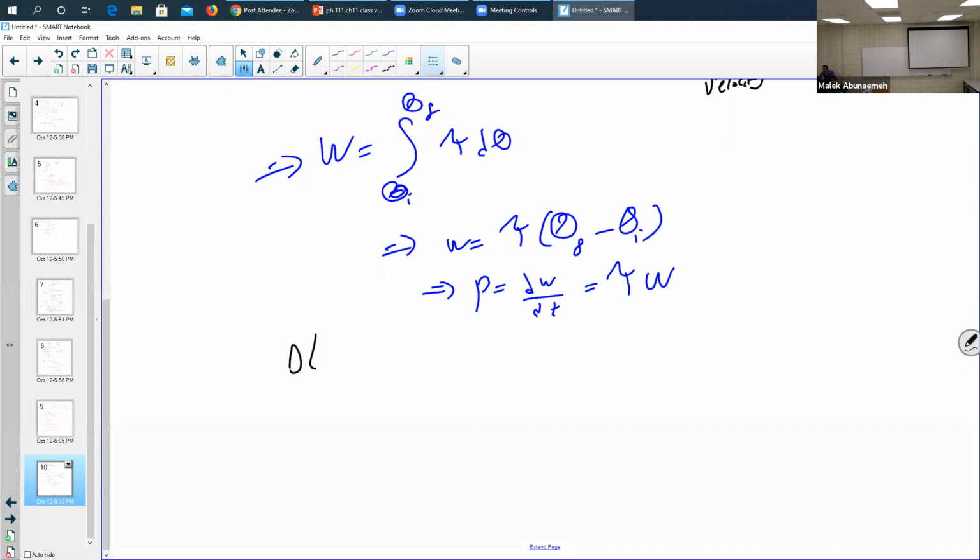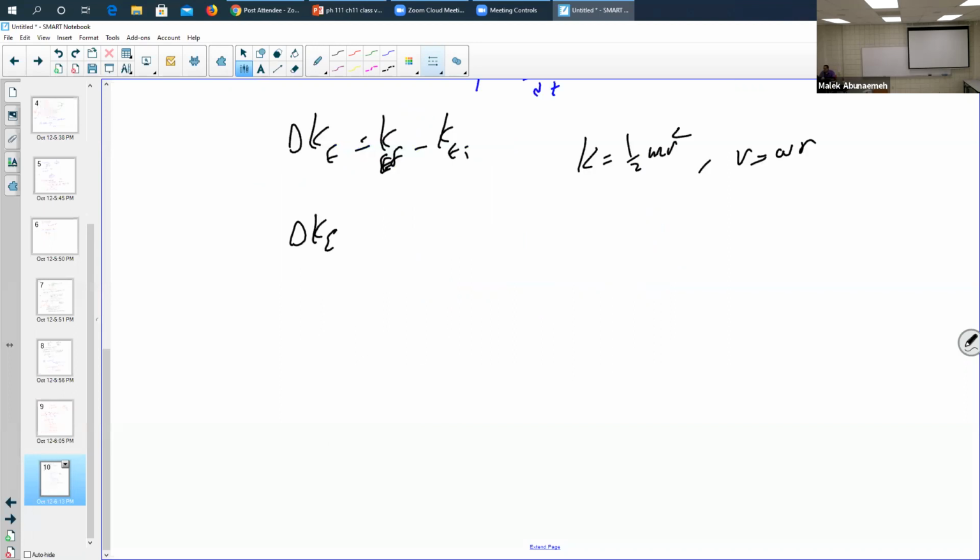Now, again, your change in kinetic energy is your final kinetic energy minus your initial kinetic energy. And we said that kinetic energy is 1/2 mv squared, and your v is omega r. That means your delta KE equals 1/2 mr squared omega final squared minus 1/2 mr squared omega initial squared. And again, we have m and r squared, which is going to be your inertia, and here it is also.